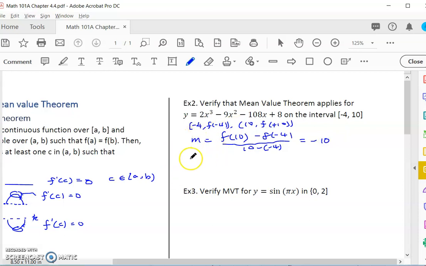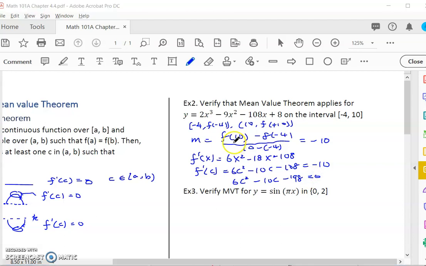What the mean value theorem guarantees is, of course, this is a smooth function, it's continuous, it's a closed interval, that there must be a c such that the slope of the tangent line is equal to negative 10. So let's do f prime of x, we'll just do the derivative. That would be 6x squared minus 18x minus 108. The mean value theorem says there must be at least one f prime of c equal to negative 10. So 6c squared minus 18c minus 108 equals negative 10. This must be able to solve. So let's move this over: 6c squared minus 18c minus 98 equals 0.